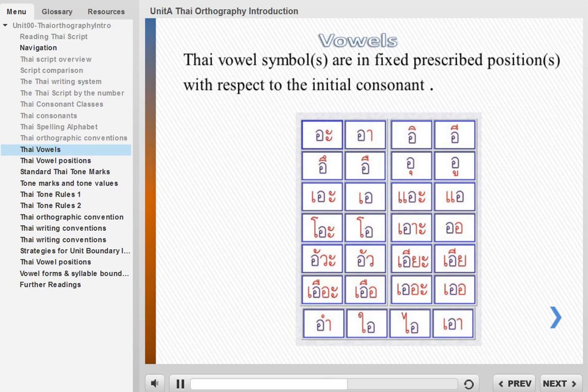Here is a table showing all of the 28 vowel forms shown in red, including both single and combination forms. In this table, the letter O-ang in blue is used as a placeholder for an initial consonant. Click to listen to each vowel. Click Next to go to the next slide.